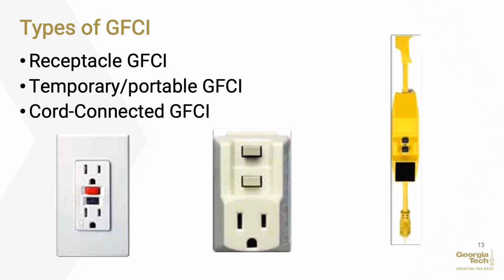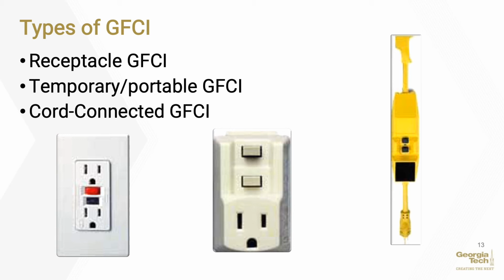There are several types of GFCIs available. Receptacle GFCIs are often found on construction work sites, outdoor areas, and other locations where damp conditions do or could exist. Portable GFCIs are an extension cord combined with a GFCI. It adds flexibility in using receptacles that are not protected by GFCIs. Extension cords with GFCI protection incorporated should be used when permanent protection is unavailable.